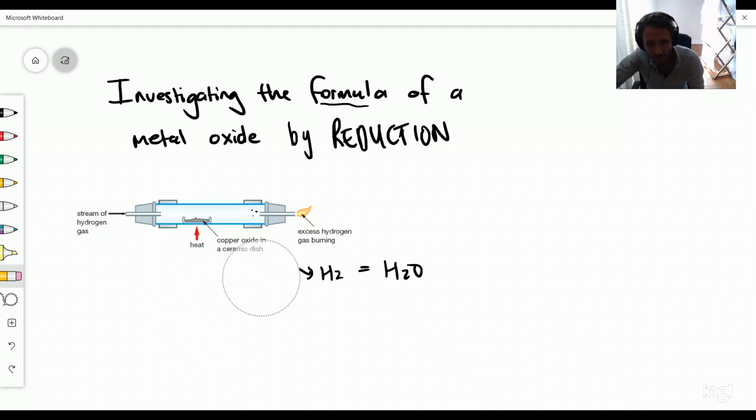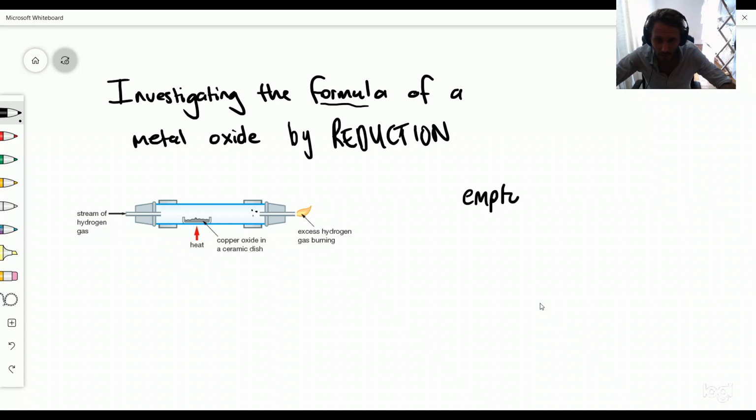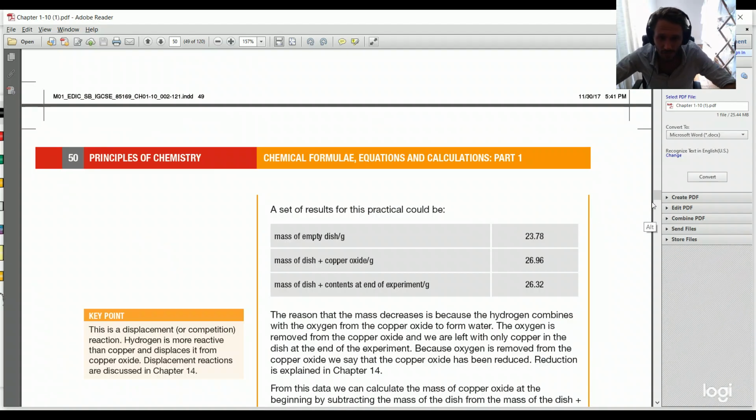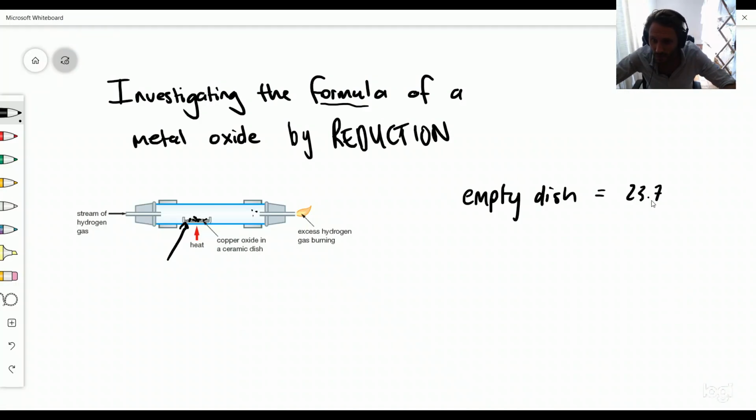Okay, cool. So if you didn't understand that quick summary, just go and watch the experiment again. Really important to understand the steps and all that. But what about calculations? So first thing we have to do is weigh that empty dish. Before we put any copper oxide, which is that sort of black stuff there, we have to weigh the empty dish. So the empty dish weighs 23.78 grams in this example. In the video example, it'll weigh a different amount.